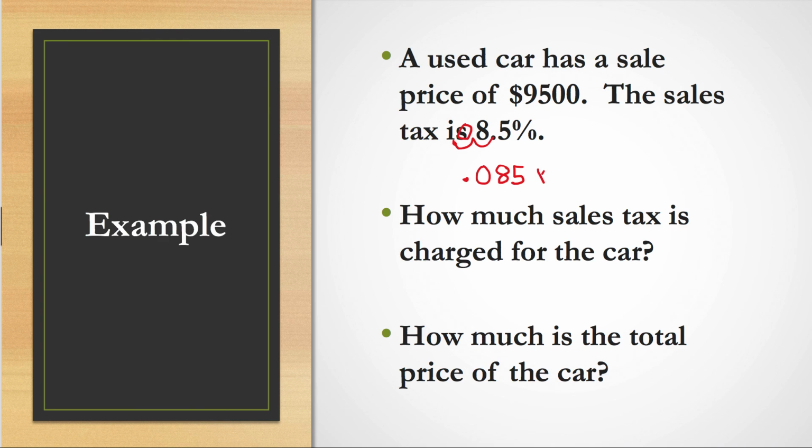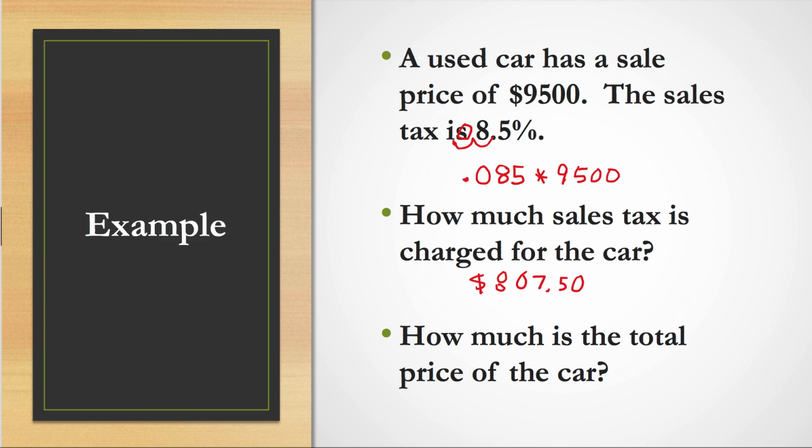And remember that the next thing I do is multiply that times the price of the item that I'm buying. So I'm going to put that in my calculator. 0.085 times 9,500 is going to give me 807.5. And remember that that is your tax. So the tax is $807.50.